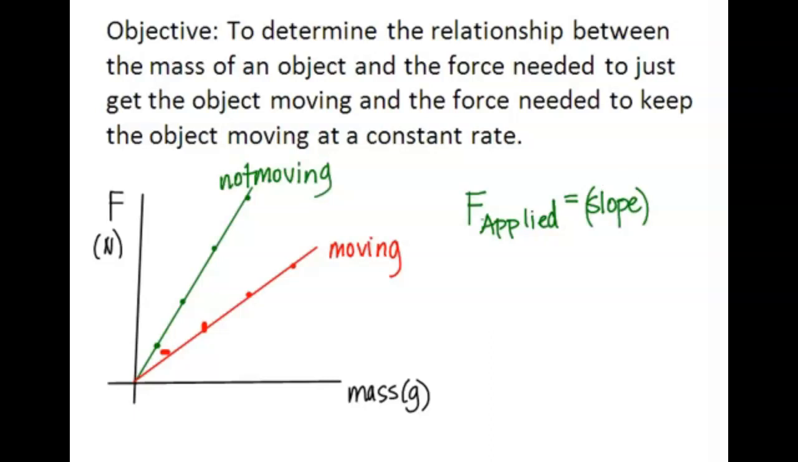So I'm going to use the word slope right there, and then what's on the x-axis? Mass is on the x-axis. And then some of you had a slight intercept or a significant intercept, but that just goes back to your experimental error. Okay, so we had the force applied is equal to some slope number times m.